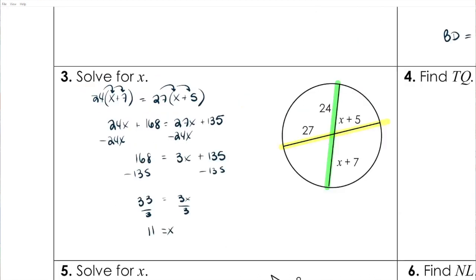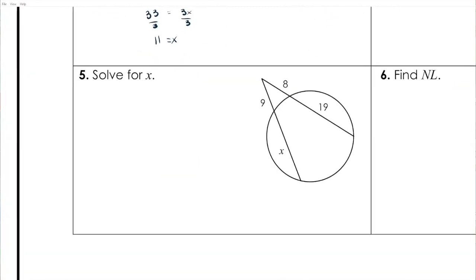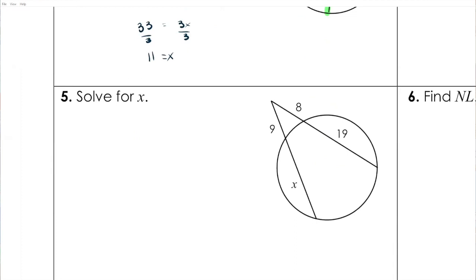Any questions on that? That is an interior intersection. It is intersecting on the inside of the circle. All right, let's move to an exterior intersection. So number 5. Number 5 is an exterior intersection.